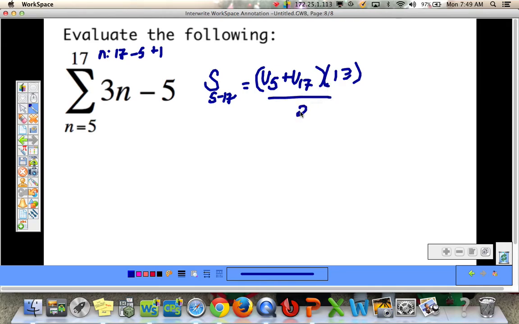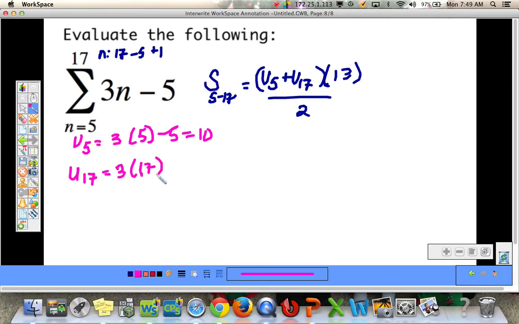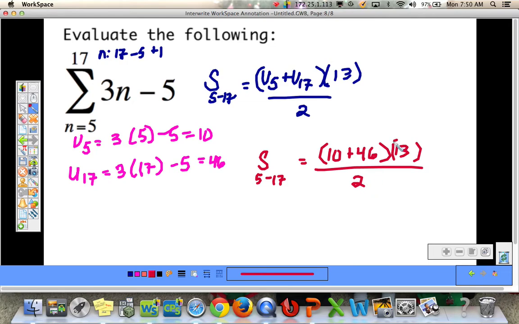And we're going to divide that by 2. All right, let's do some side work here. U sub 5 is 3 times 5, which is 15, minus 5, which is 10. U sub 17 is 3 times 17 minus 5, which is 46. So let's plug in. The sum of the 5th term to the 17th term equals 10 plus 46 times 13, divide that by 2.